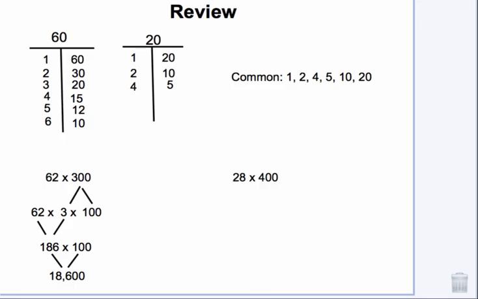Welcome back. Now I'd like you to work this next problem, 28 times 400, all on your own. Pause the video. Welcome back. Please check your answer. You should have broken 400 down into 4 and 100, and then taken 28 times 4 and got 112, and take that times 100 to give you 11,200.